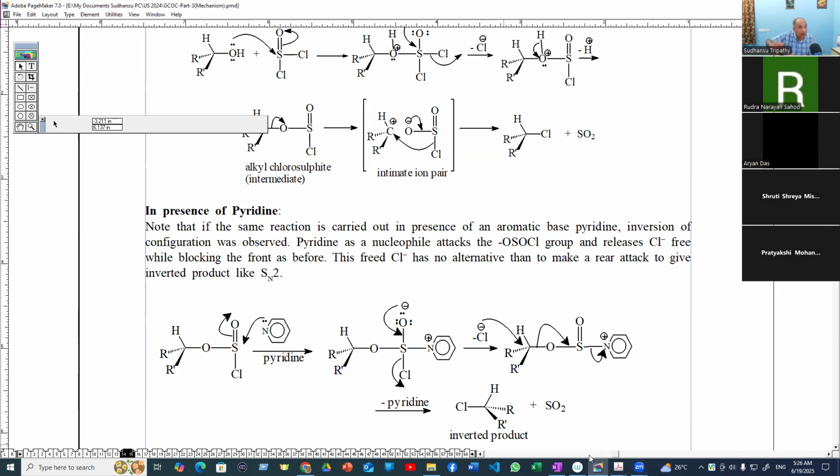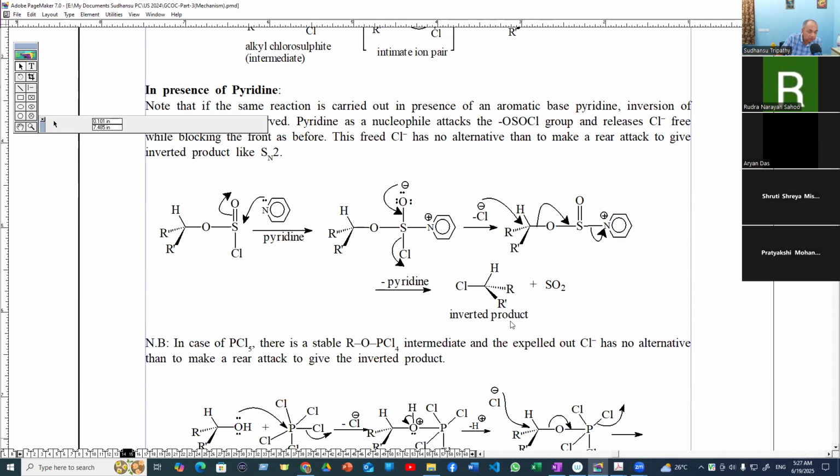This chloride ion will be left free, and the pyridinium cannot leave, so this won't go. Instead, since the chloride ion is free, it will attack from the backside, the umbrella will invert, and as a result you get inversion of configuration. You understood?